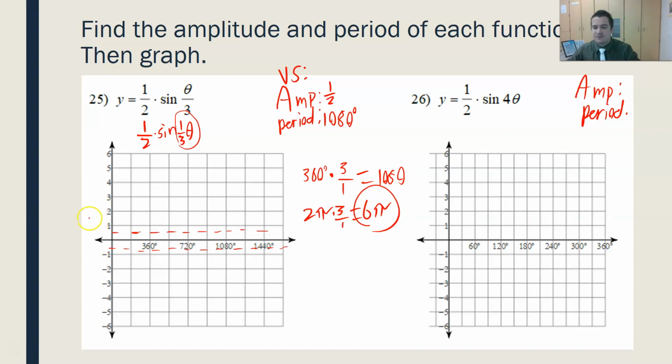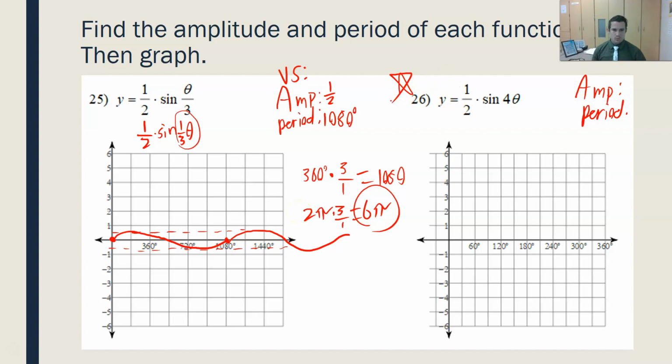This is a sine function, so it's going to start at the midline. I'm going to make a full revolution, full repetition, full wave by the time I get to 1080 degrees, and the amplitude is 1/2. So I'm going to go up, down, up. Something like that. I'm not a perfect artist, but it's going to look something like that, making a full repetition by the time I get to 1080 degrees. And I could keep going on and on if I wanted to.